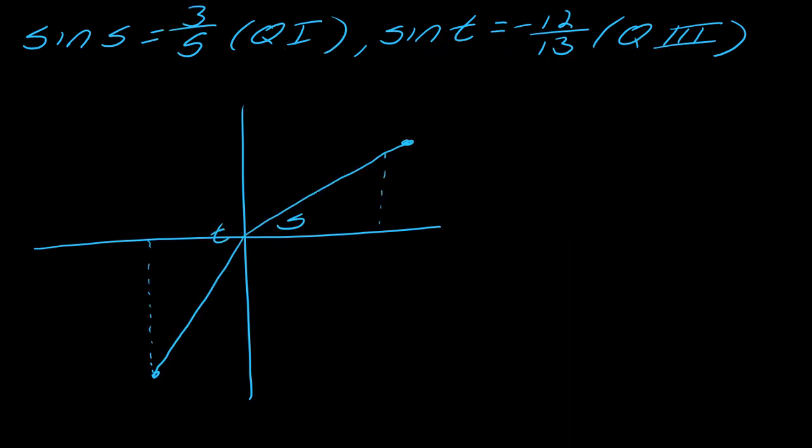So if I just label this information, here's my s, and then here's my t, and if I label the sides, remember, sine is opposite over hypotenuse. So for this one, my hypotenuse will be 5, and my opposite side will come out to 3. And then for sine of t, this will be negative. The hypotenuse, remember, is always positive, so this will be my 13. So now I'm visualizing what I've been given in the proper quadrants.